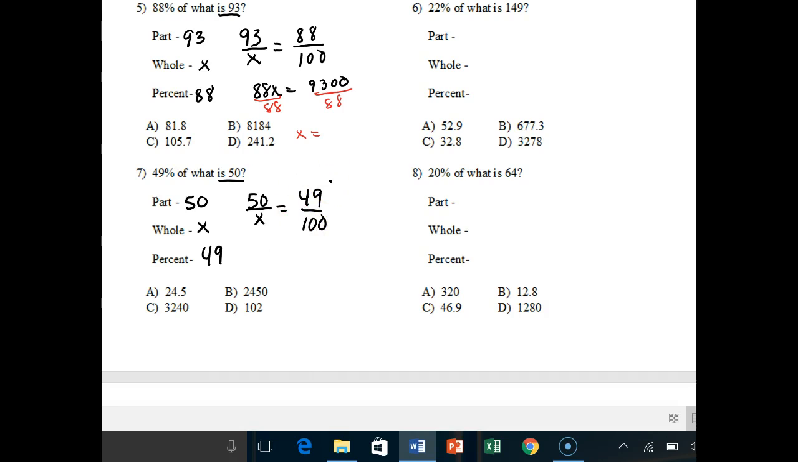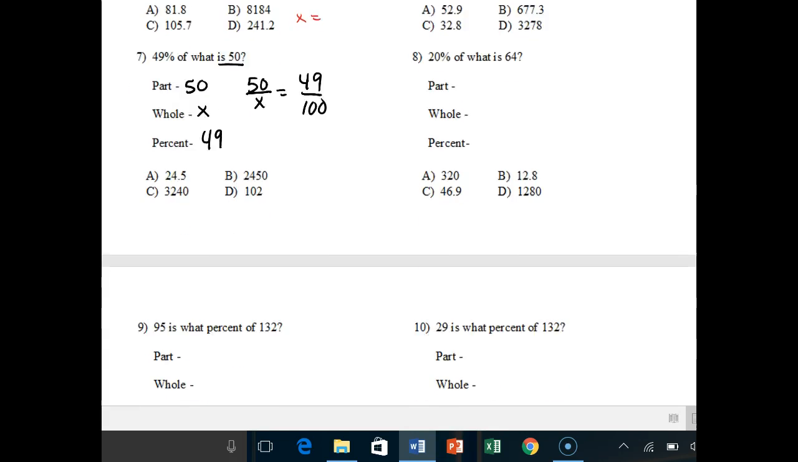So again, pause the video and try and do numbers 6 and 8 on your own because this is trying to solve for our whole. So 6 is just like 5, 8 is just like 7, and they're just different numbers.